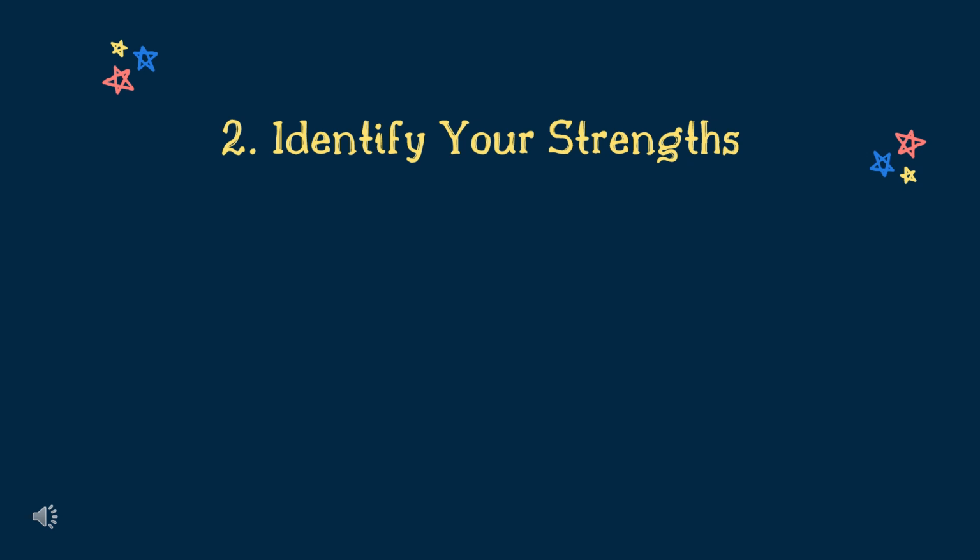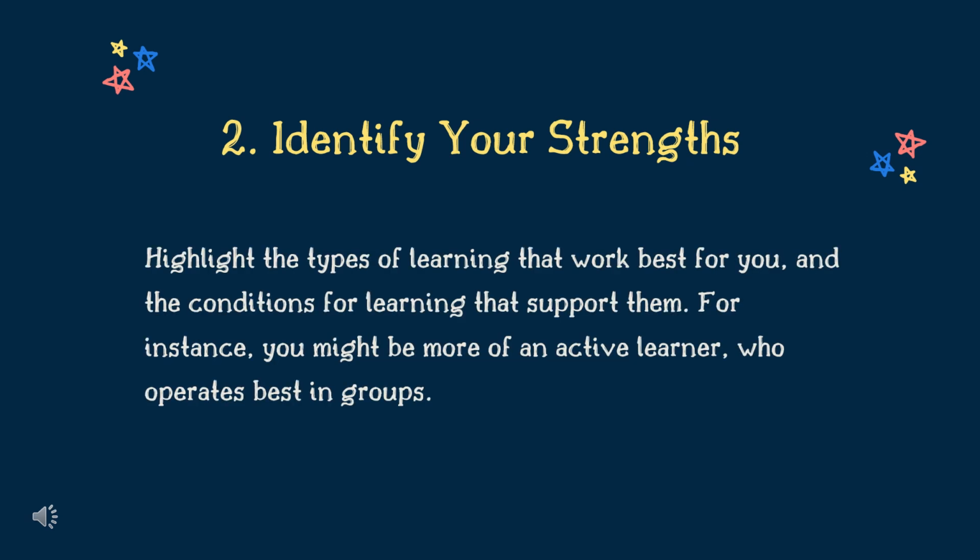Step 2. Identify your strengths. Highlight the type of learning that worked best for you and the conditions for learning that support them. For instance, you might be more of an active learner who operates best in groups. Keep doing the things that give the best results to keep your learning fast and effective, and look for ways to improve them even more. But also leave room to practice and strengthen any learning behaviors that you find more difficult.